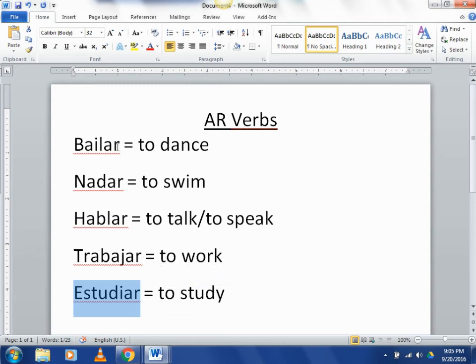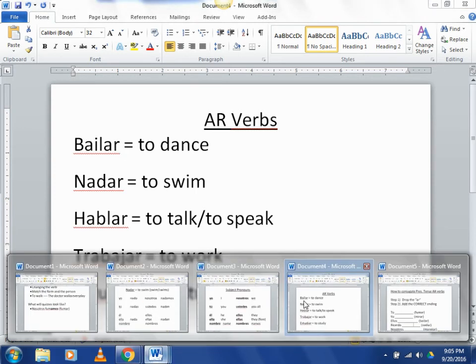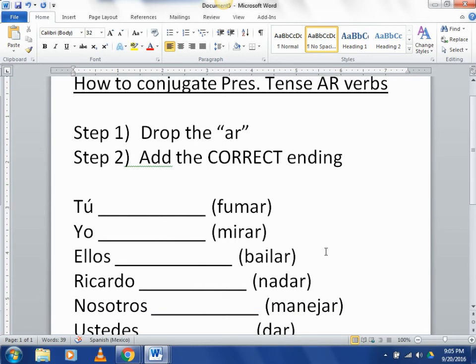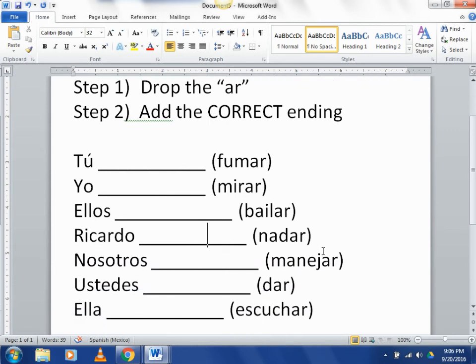These verbs by themselves are not correct in the sentence, even if we use the pronoun. We're going to have to combine them and make the changes, the conjugations, to correctly indicate the information. Okay, so how to conjugate in the present tense AR verbs. Step 1, you're going to drop the AR. Okay, these are called AR verbs because they end in AR. And step 2, you're going to add the correct ending.